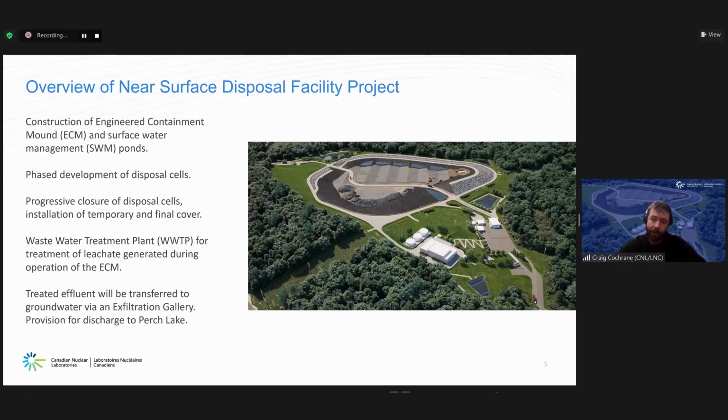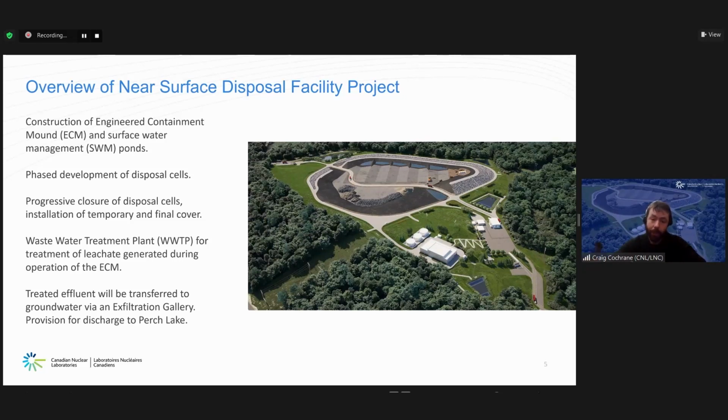The other buildings that you see scattered around the figure would be our administration support buildings, like where our offices are, truck scales, a decontamination facility for vehicles, power distribution, water distribution. So a small little bunch of supporting facilities.